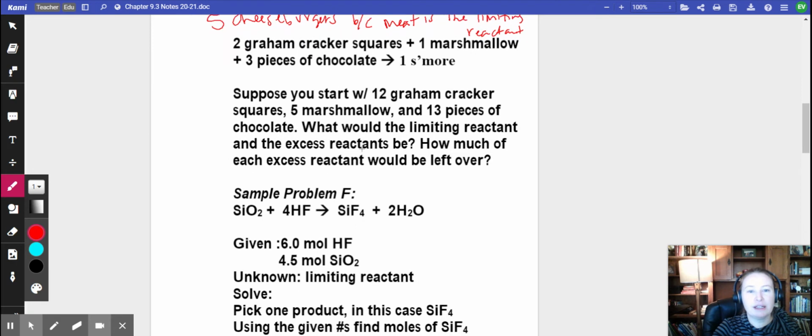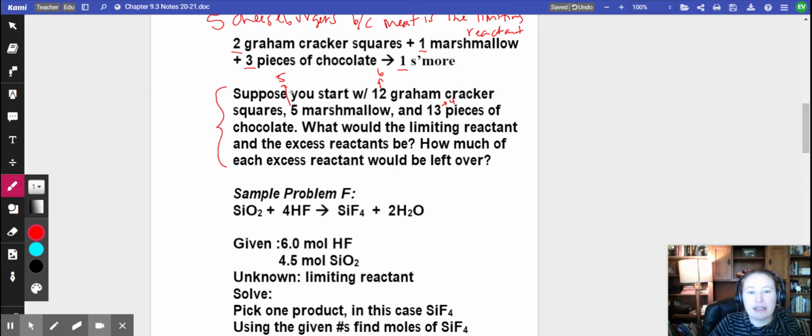Why don't you guys try this? So in order to make the perfect s'more, you need 2 graham crackers, 1 marshmallow, and 3 pieces of chocolate to make 1 s'more. If you are starting with this amount of each thing, how many perfect s'mores can you make? You guys figure it out. All right. Suppose you start with 12 graham crackers. That means 6 perfect s'mores. 5 marshmallows, well, that only makes 5 perfect s'mores. And 13 pieces of chocolate. So I need 3 pieces in each. That can only make 4, and then I will run out of chocolate.